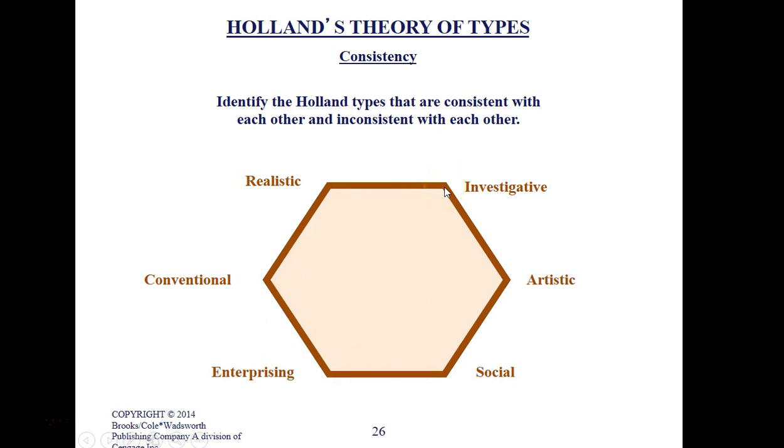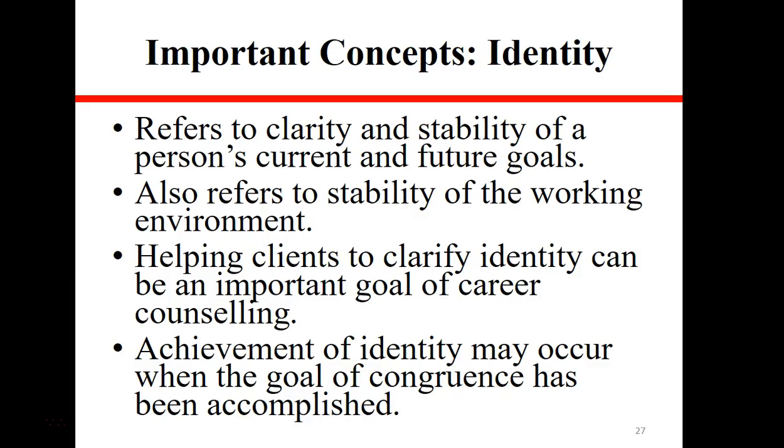So you can just get a sense of, and this is not to say that if someone has codes that are inconsistent, that's a bad thing. It's just to understand that they have some conflicting preferences, some unusual combination of preferences, and may have to work a little bit harder to find an occupation that meets their needs in all of those areas.